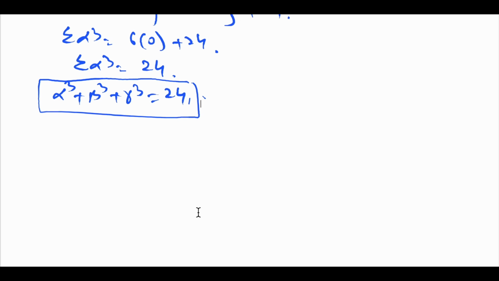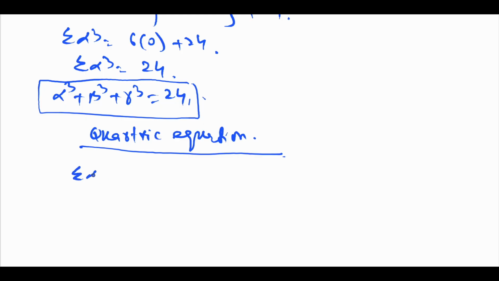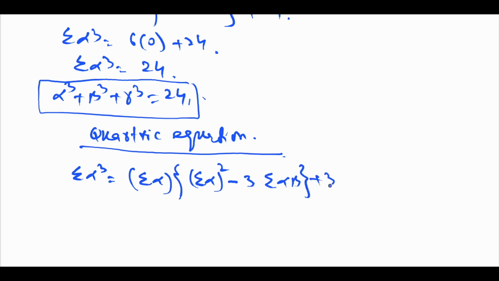Now the quartic equation. For the quartic equation, again the same general formula is used. Sigma alpha cubed is equal to sigma alpha whole squared minus 3 sigma alpha beta plus 3 sigma alpha beta gamma.